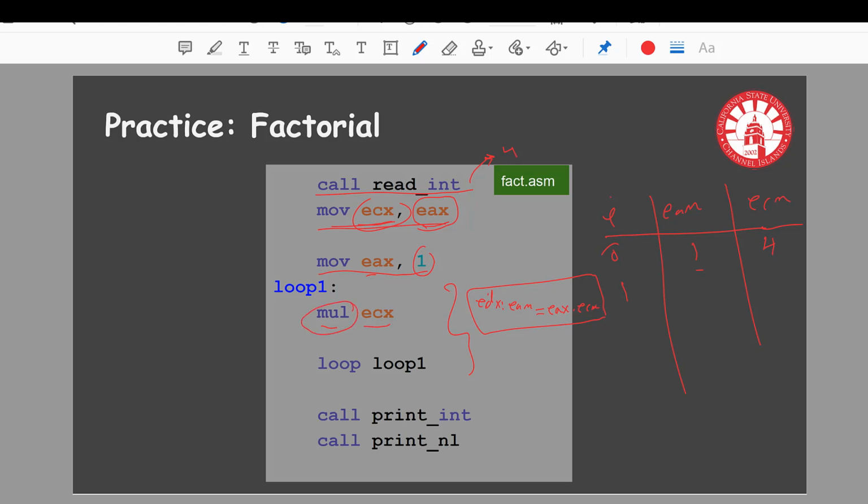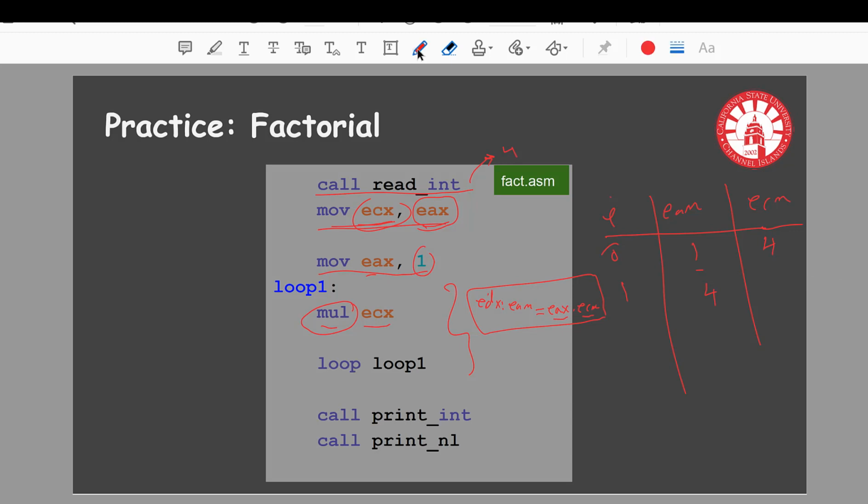So now we have register ECX as 4, and register EAX as 1. Therefore, we are going to have 4 multiplied by 1, which is 4. This value is going to be stored in the EAX register concatenated with the EDX register. Therefore, the result is going to stay in the EAX register.